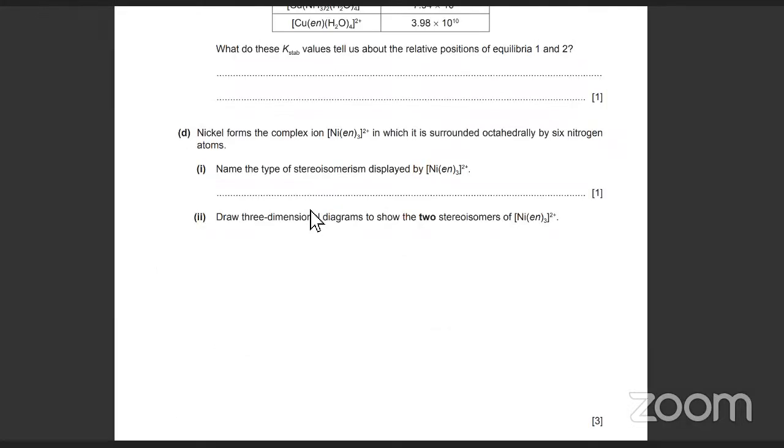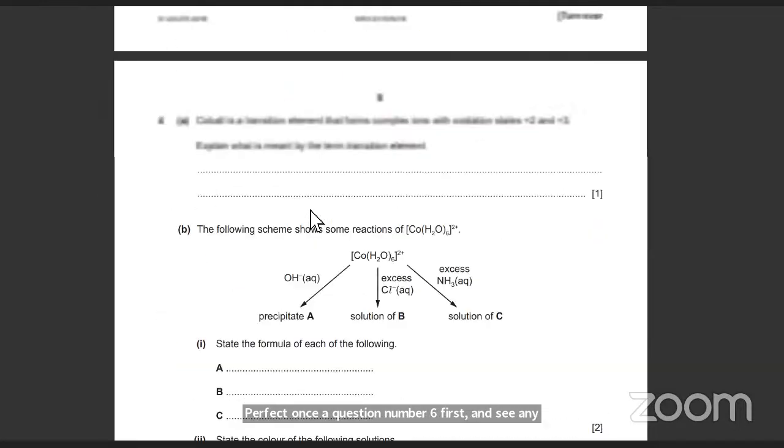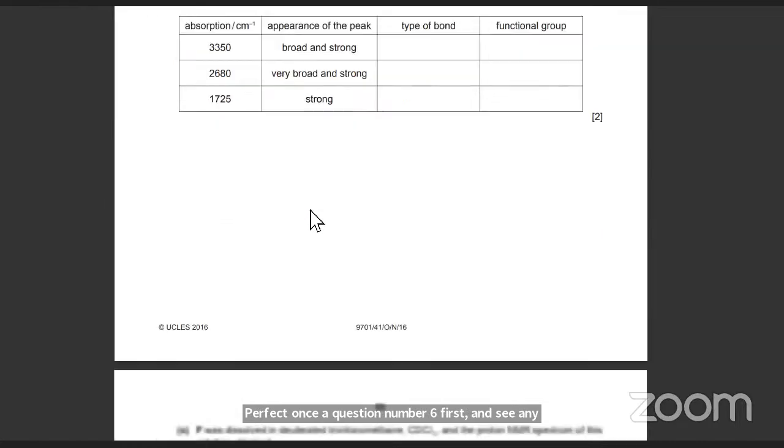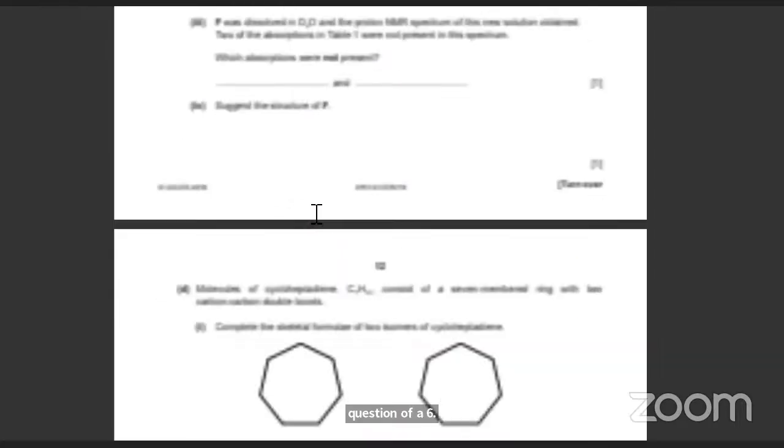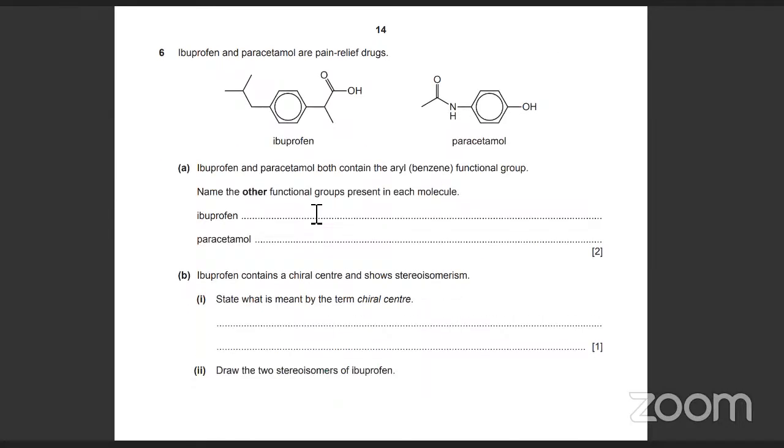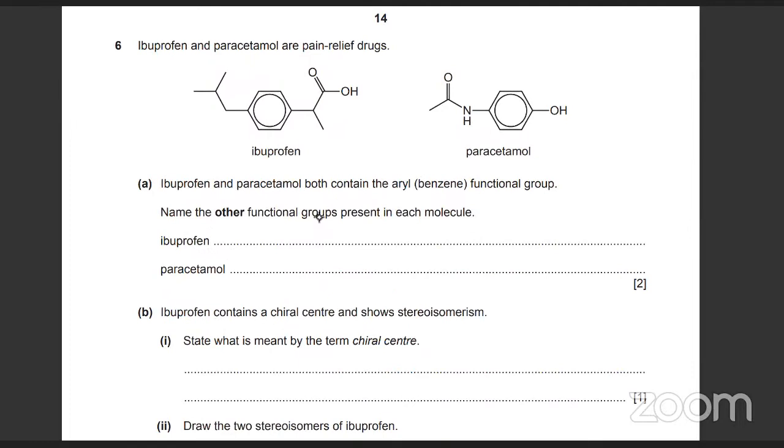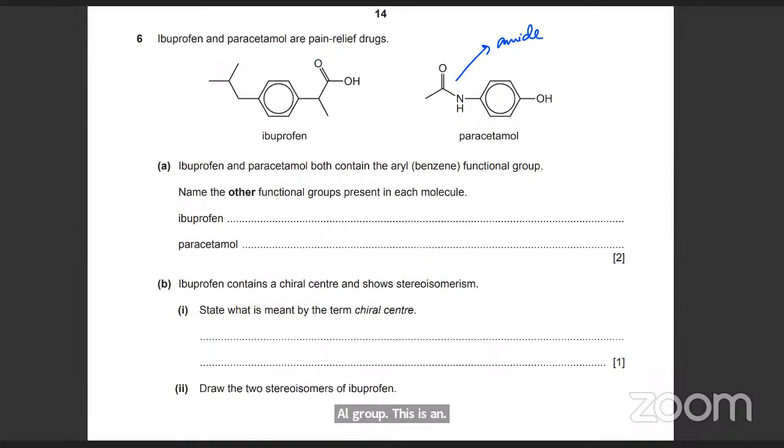और उसमें कौन सा question number 6, question 3, ये question number 6। अच्छा, ये first part के ibuprofen, name the other functional group present in each molecule. So he says that there's a benzene. So what is the other functional group? This is an amide. Okay, that one is I think carboxylic acid. That's it.